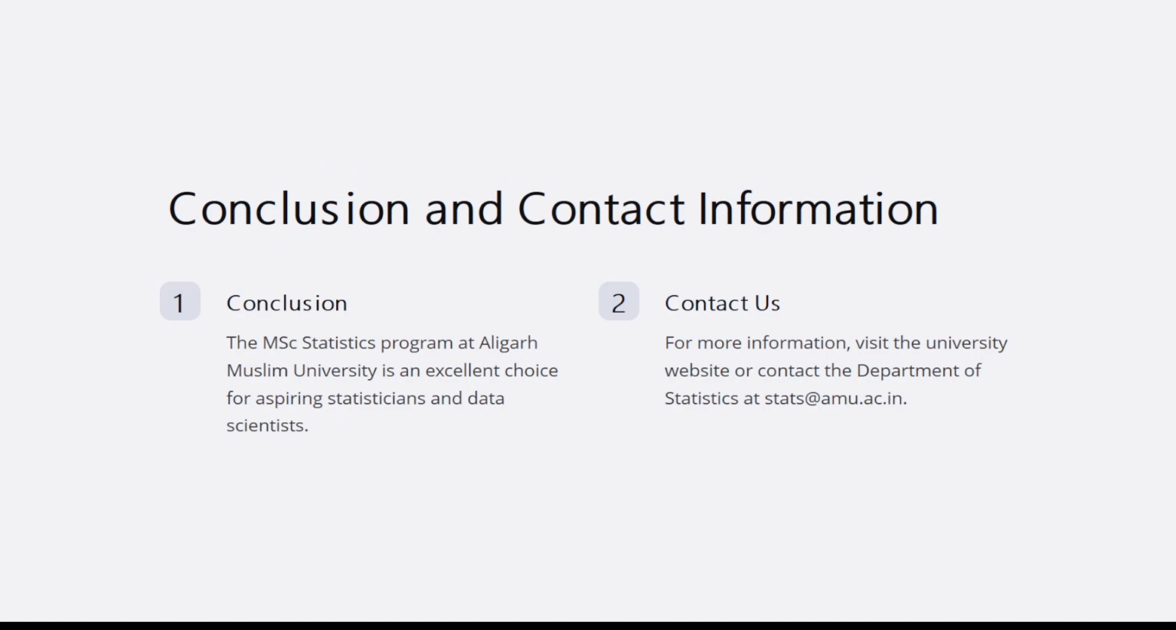So the MSc statistics program at Aligarh University is an excellent choice for aspiring statisticians and data scientists. For more information, you can contact our WhatsApp number and also the Department of Statistics of Aligarh Muslim University by email.